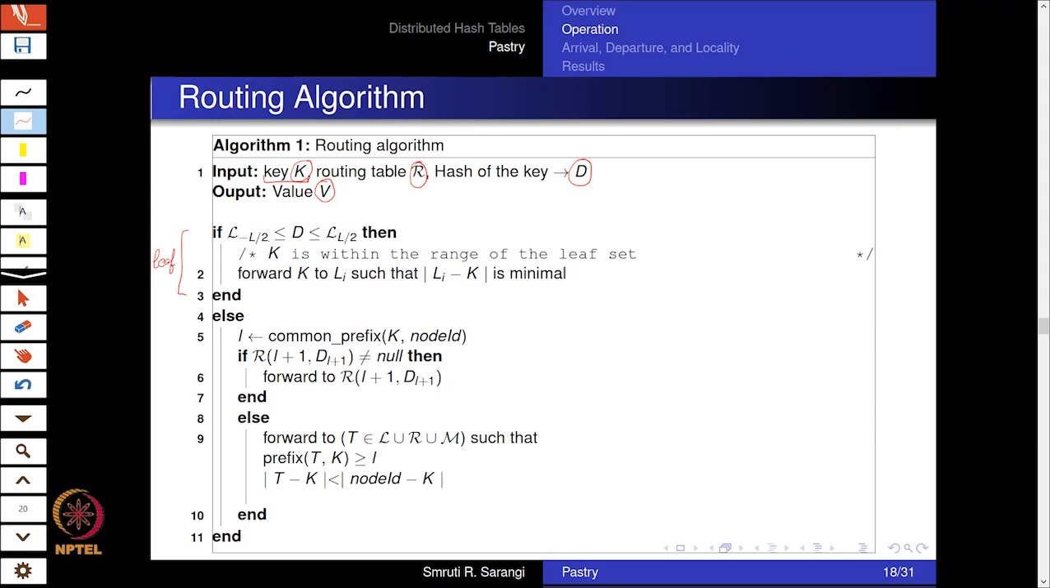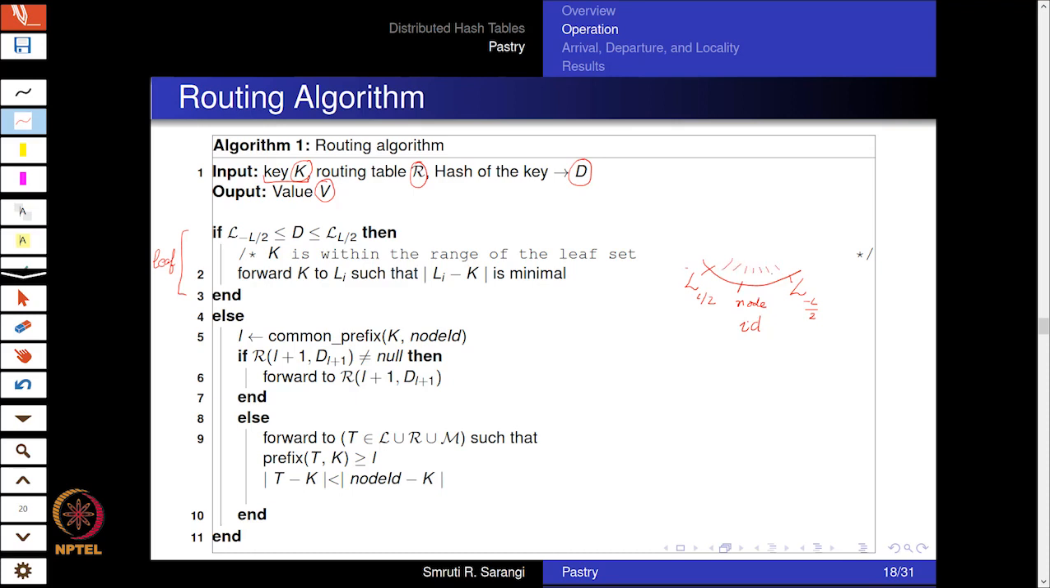In the leaf set, if it is between the first and last leaves, so let this be equal to L plus L by 2. Let this be equal to L minus L by 2, which essentially means that we have L leaves on this side, L leaves on the other side. And so then, I'm at a given node, right? So if the given node's node ID is this, I will essentially check my leaf set. If the key falls anywhere in this leaf set, right?